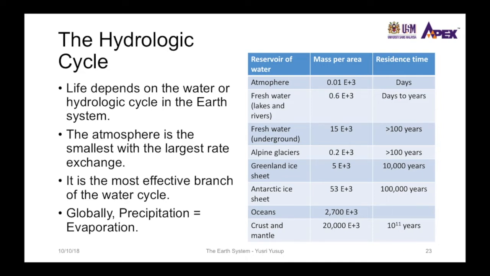The residence time of each of these reservoirs is vastly different, where the residence time of the atmosphere is in days, while the water in the crust and mantle goes up to 10 to the power of 11 years. This means that the atmosphere has the smallest amount of water and also has the largest rate of exchange of water between the different reservoirs, which also means that water easily moves between the atmosphere and the other reservoirs because of the large exchange rate. Which also means that the atmosphere has the most effective branch of the water cycle.